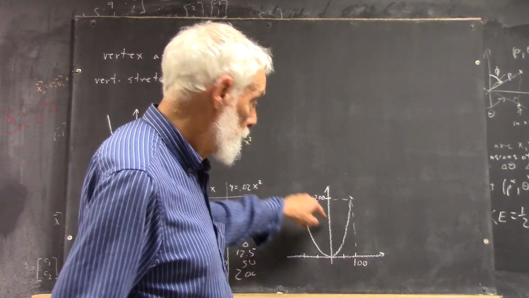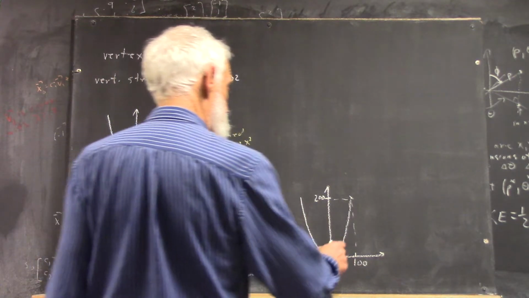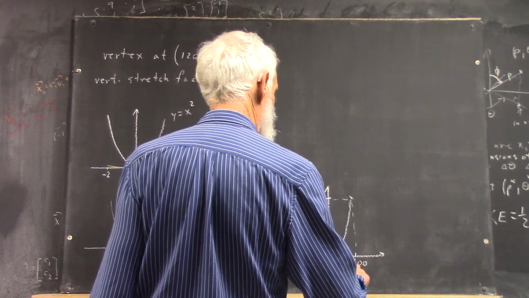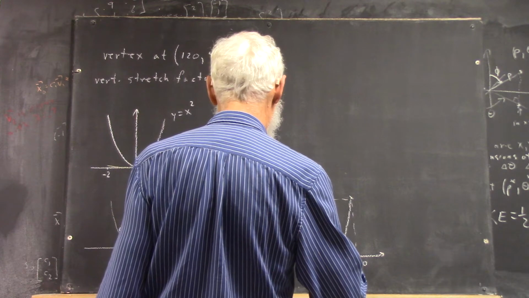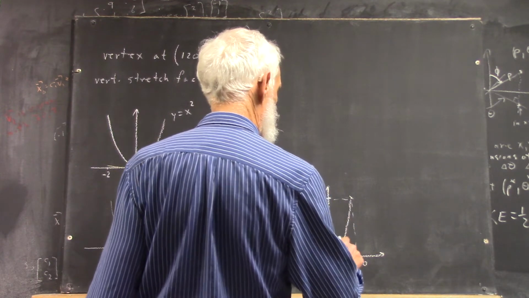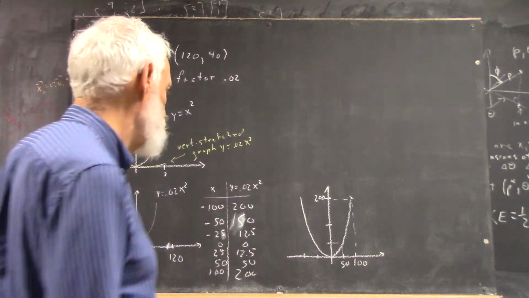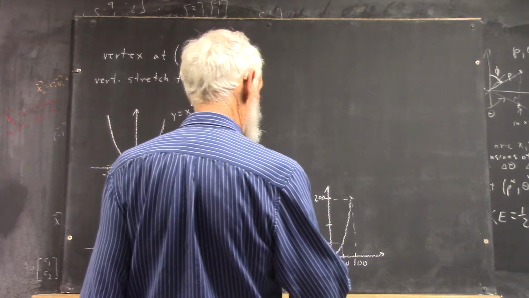Which means X should be 100, Y should be 200, okay? And this point, X should be 50, and Y should be 50. There's 200, so divide that 100. Okay, scale isn't great, but you know, get the general picture.